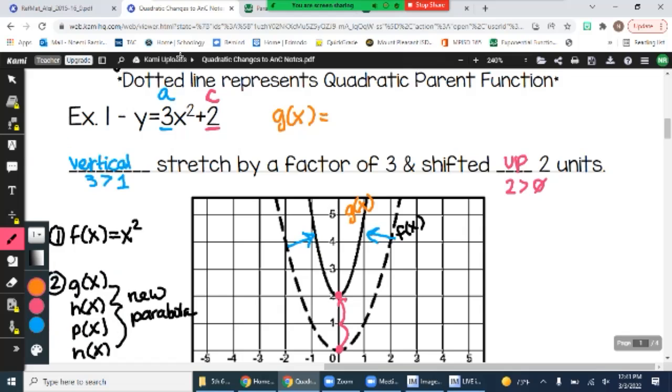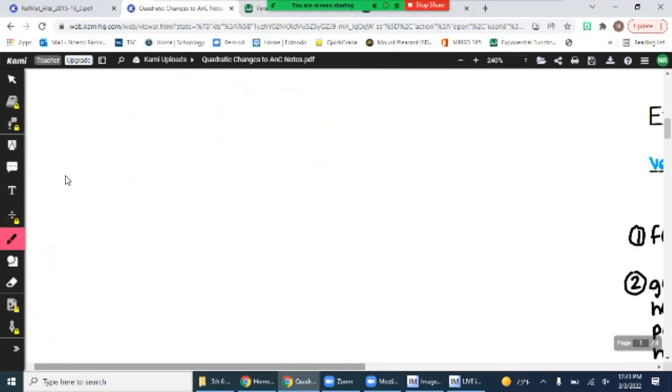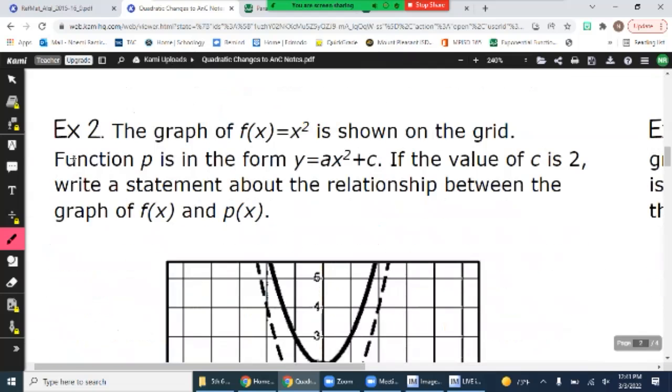Now, the new function, they would write this as 3 f of x plus 2. And I'll be able to show you in the next example why it looks this way. But I feel like I've covered enough on this problem for now. Ready? All right. Let's move on to number 2.